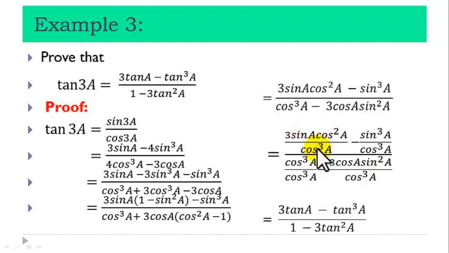3 sine a over cos a is 3 tan a. Sine cube a over cos cube a will give us tan cube a, all over cos cube a will cancel cos cube a to give us 1 minus, here is 3 sine squared a all over cos squared a, and that will give us 3 tan squared a. So we have shown that tan 3a is equal to 3 tan a minus tan cube a all over 1 minus 3 tan squared a.